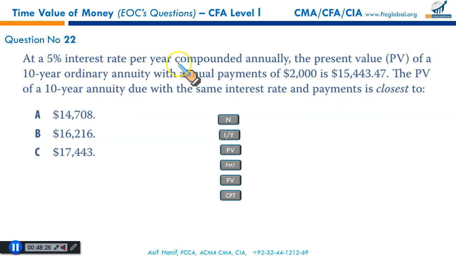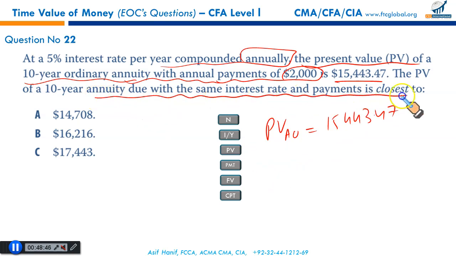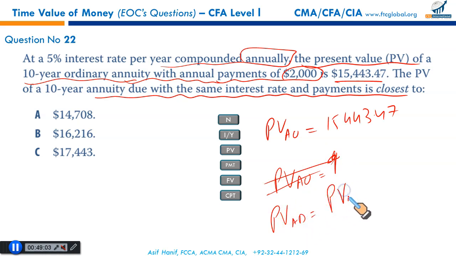At a 5% interest rate per year compounded annually, the present value of a 10-year ordinary annuity with annual payment of $2,000 is 15,443. He has calculated the present value of the ordinary annuity for you, and it is equal to 15,443.47. What do we need? We need the present value of a 10-year annuity due with the same interest rate and payments. I need the present value of annuity due. It is equal to the present value of ordinary annuity multiplied by 1 plus R%, whatever the rate is being used.